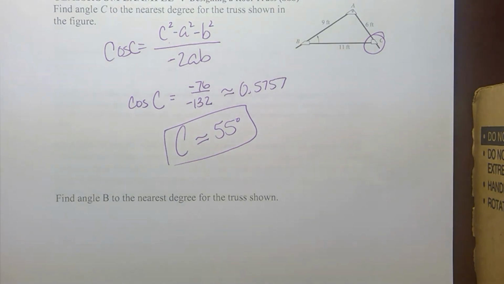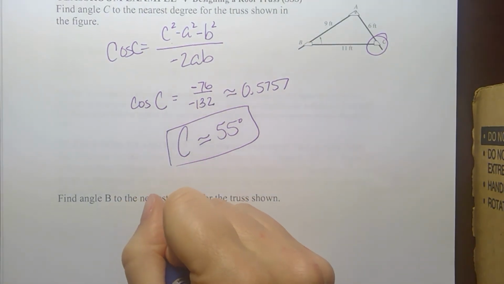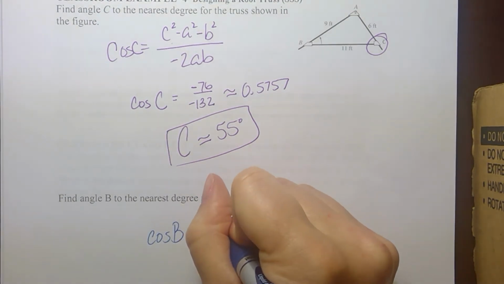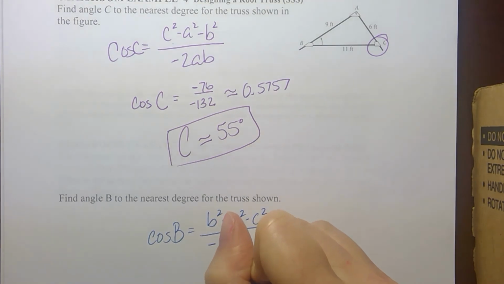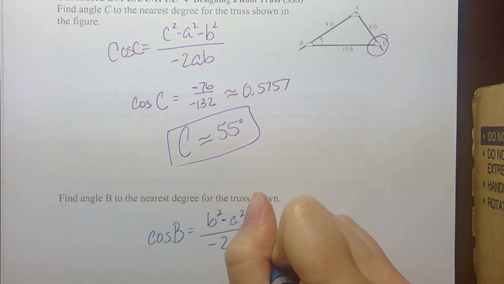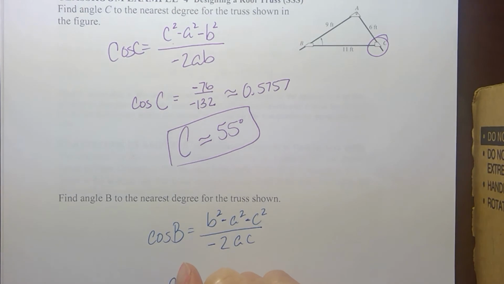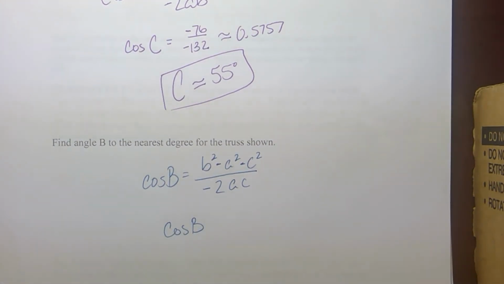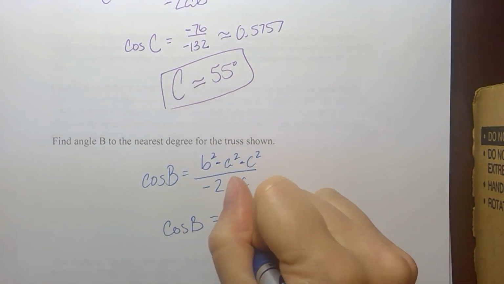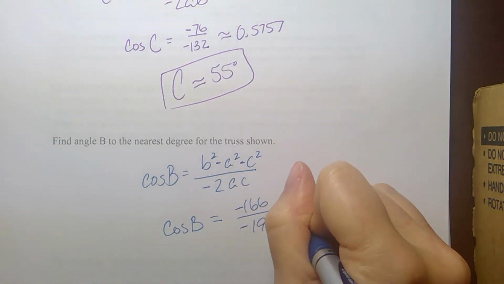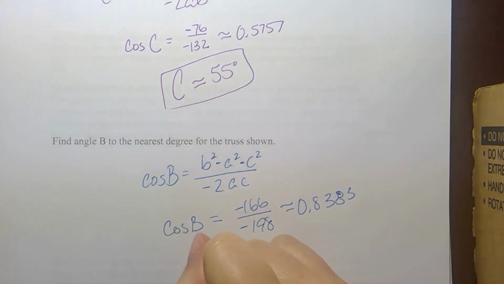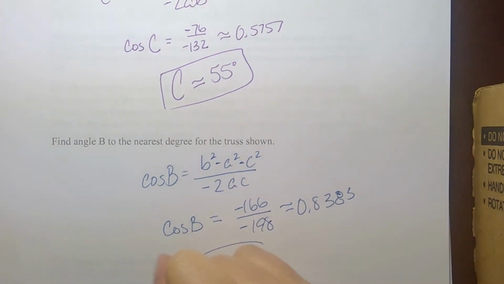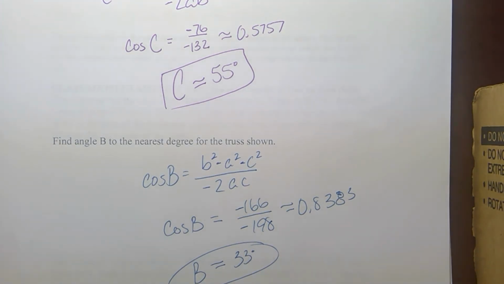You're going to use the same process, but this time I'm solving for cosine B. So I start with B squared and subtract A squared and C squared. My denominator is negative 2AC. Those are negatives right there. So for cosine B, given the problem that I'm working on, I get negative 166 over negative 198, which is approximately 0.83 repeating. So angle B should be about 33 degrees. Don't forget to use your degree symbol when you are writing a degree measure.